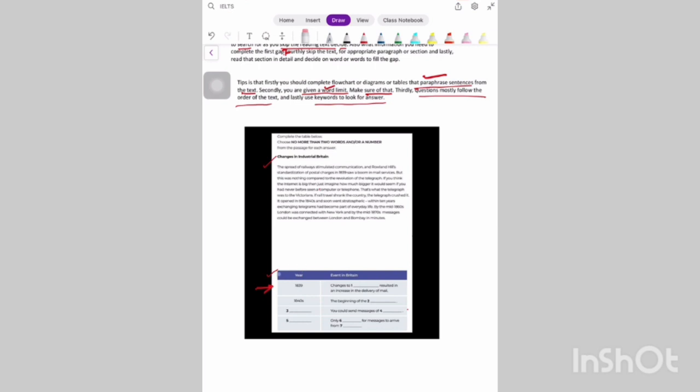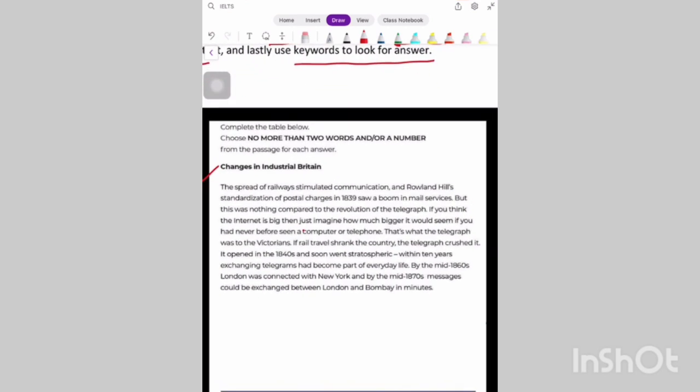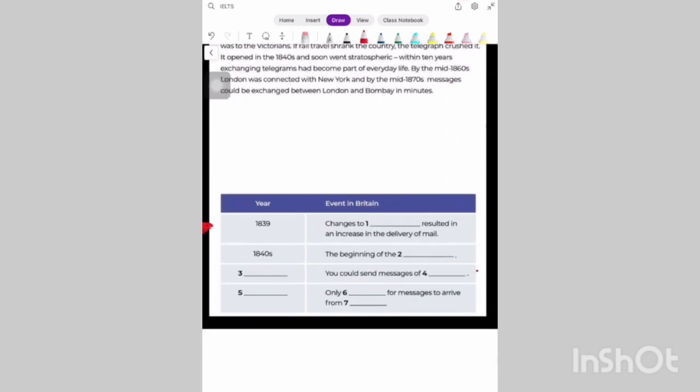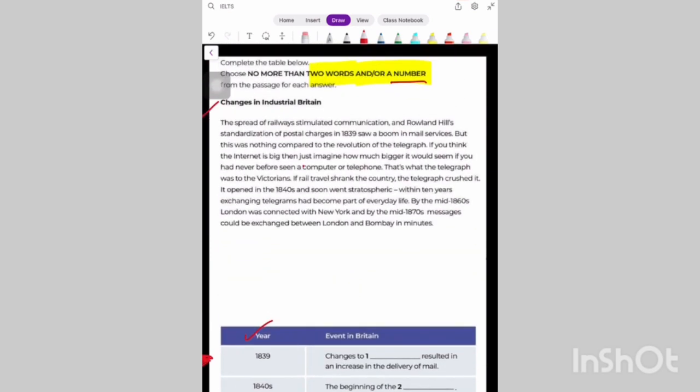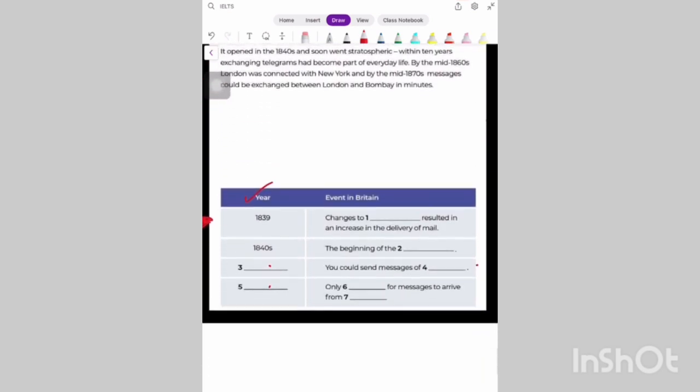So let's study the instructions first. It says to read the instruction first and highlight anything you find important. So choose no more than two words and/or a number. So you can write a number also and two words also. Now here apply some logic: obviously a number will come because they're asking about a year here, so a number will be there. Okay, so they said two words and/or a number. Now let's read the question.